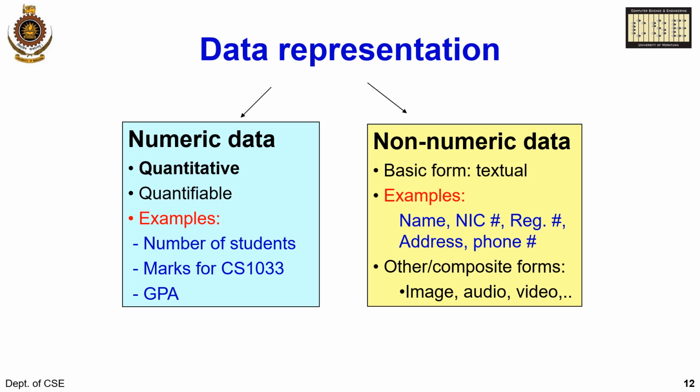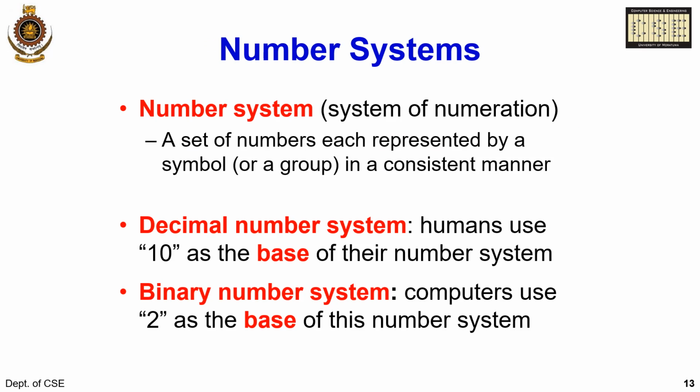And the other forms of data beyond text data are image data, audio data, video data. These are all non-numeric data. Now let's look at number systems. A number system, or a system of numeration, is a set of numbers, each of which is represented by a symbol or a group of symbols in a consistent manner.